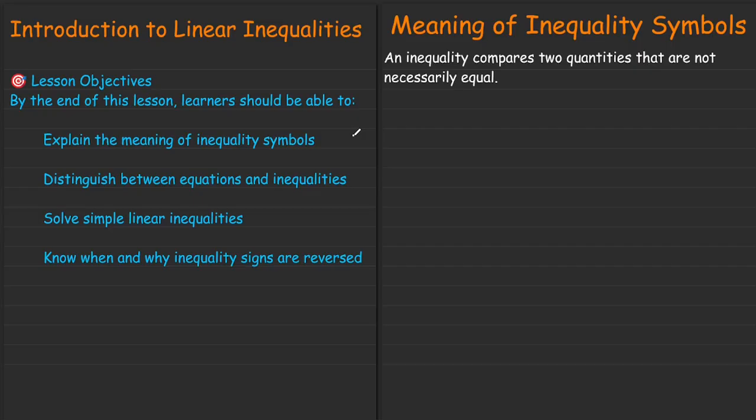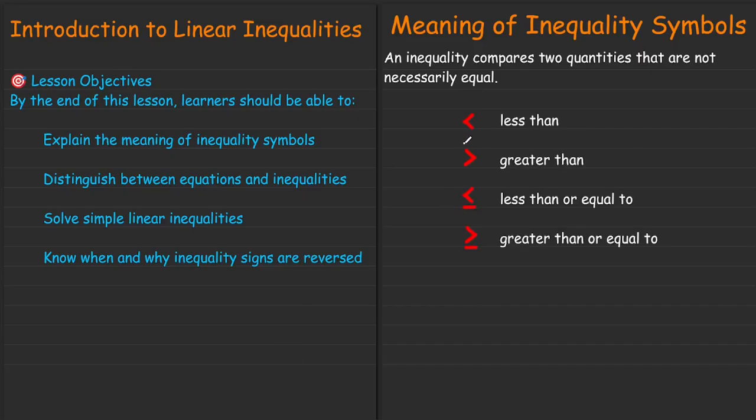An inequality compares two quantities that are not necessarily equal. Throughout our previous lessons, we've been looking at equations. But inequality, on the other hand, compares two quantities that are not equal. There are four symbols we use in inequality.